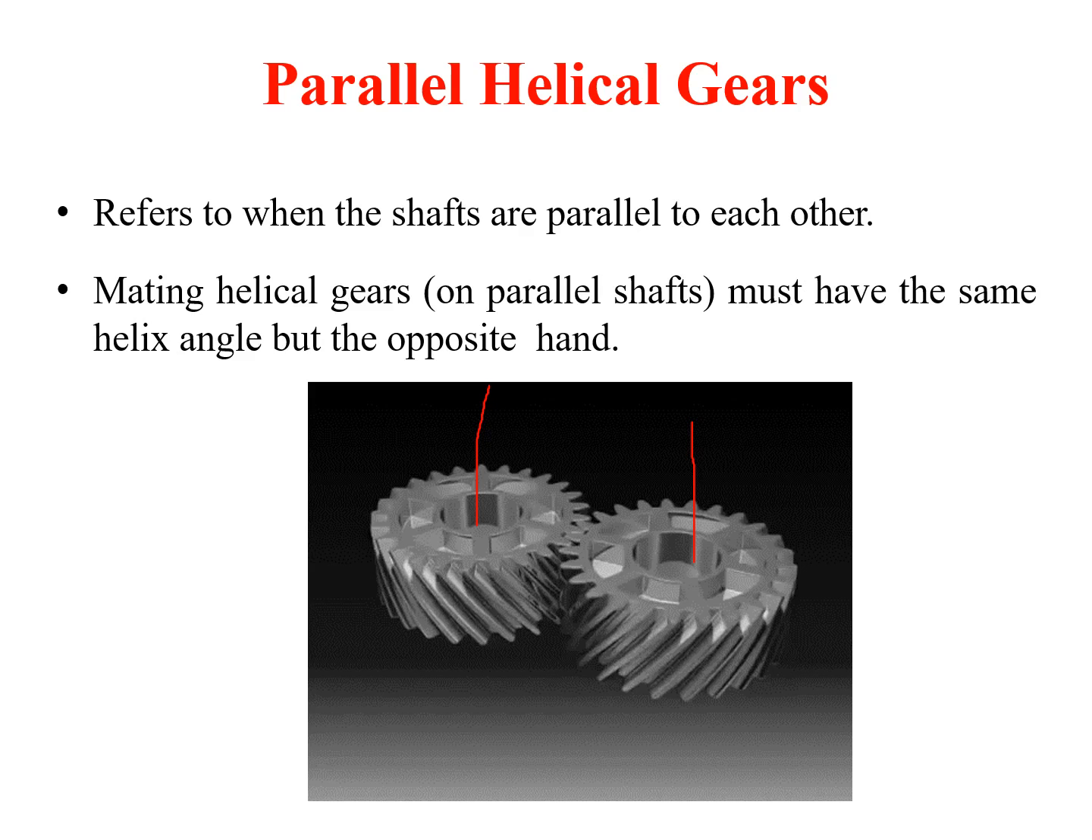Now the mating helical gears on parallel shafts must have the same helix angle but of opposite hand. This is the basic requirement: the helix angle should always be constant in the case of parallel helical gears. The helix angle will be the same for both pinion and gear, but the pinion and gear should be of opposite hand.